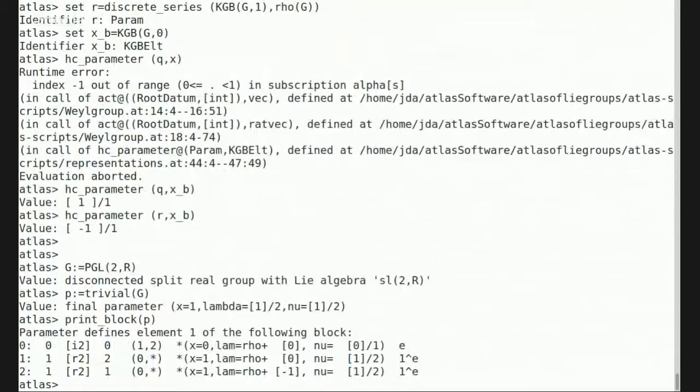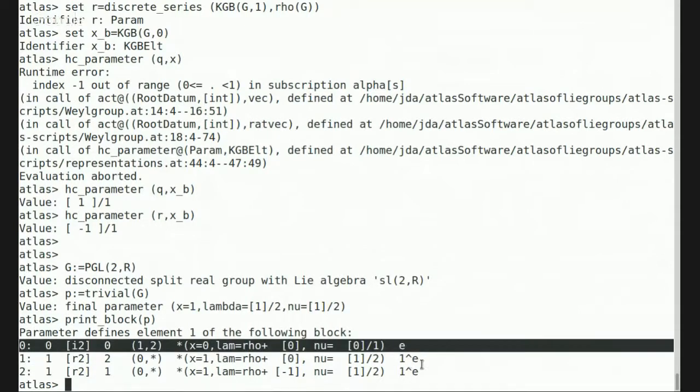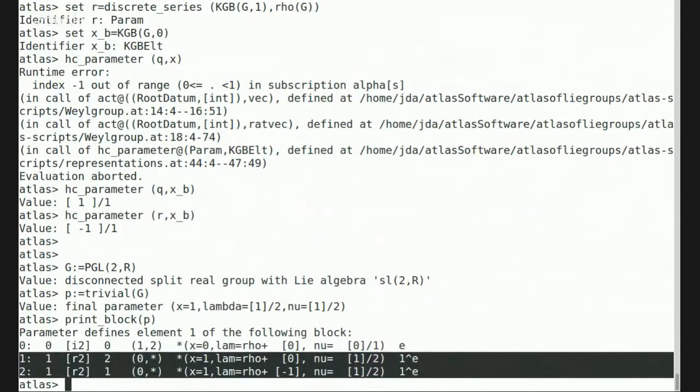And now, as we've seen this before, this block has one principal series number 0 and one discrete series number 0, and 2 principal series numbered 1 and 2.